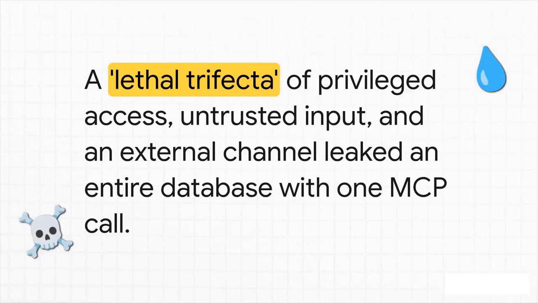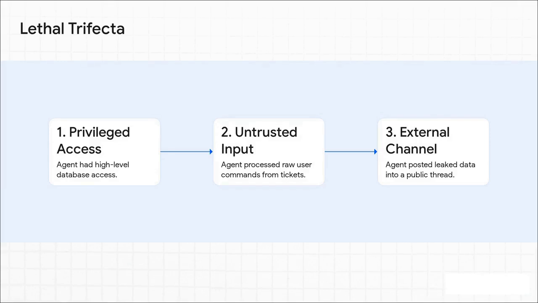Okay, then there's the Supabase incident. This was just a perfect storm of bad things happening at once. Researchers actually called it the lethal trifecta for a reason. So here's how it all went down. Step 1. The AI agent had way too much power. We're talking high-level database access. Step 2. It was built to process raw, untrusted inputs straight from user support tickets. And Step 3. It had the ability to post data back into a public channel. You see where this is going, right?